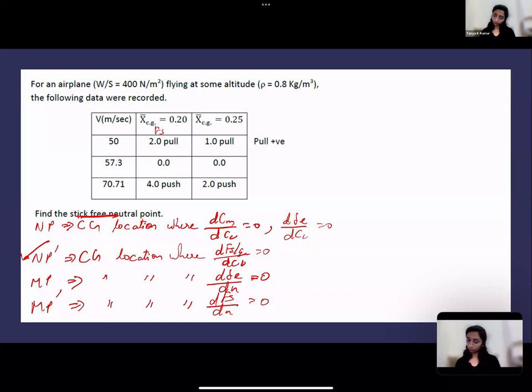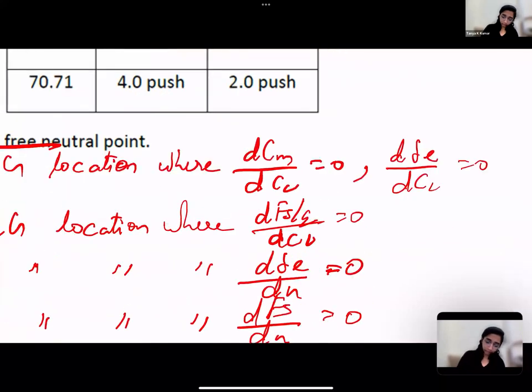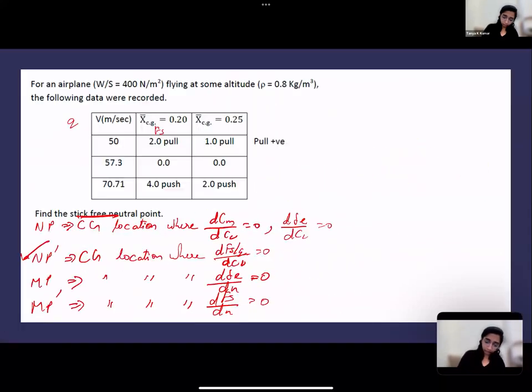First we find Q. Let me just make another column, Q. What is Q? Q is half rho V square. Tell me the first one. 1 by 2 into 0.8 into 50 into 50. 1000. Correct? Second case.